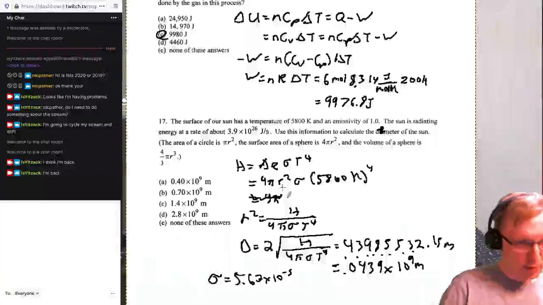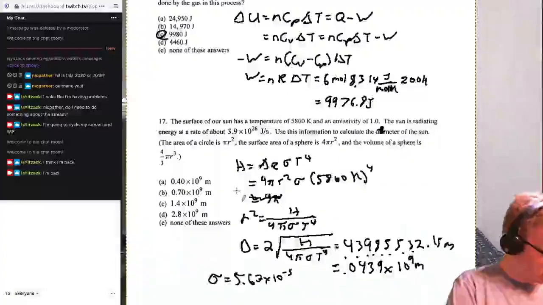Okay, so area is 4 pi r squared. And what's the diameter? Okay, 4 pi r squared, sigma, emissivity of 1. Okay. T to the 4th. Okay. Solve that for r. So we get that r squared is h over 4 pi sigma T to the 4th, square root it, and then double it to get the diameter. Diameter is therefore 2 times the square root of h over 4 pi sigma T to the fourth. Okay.